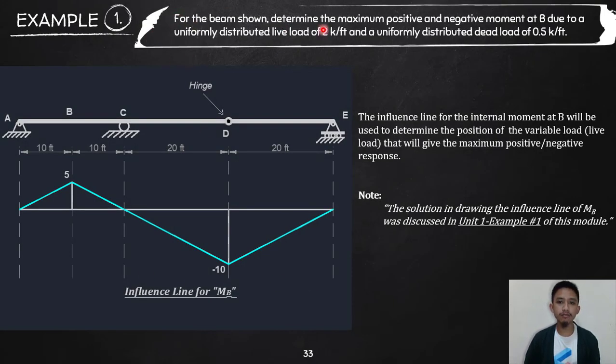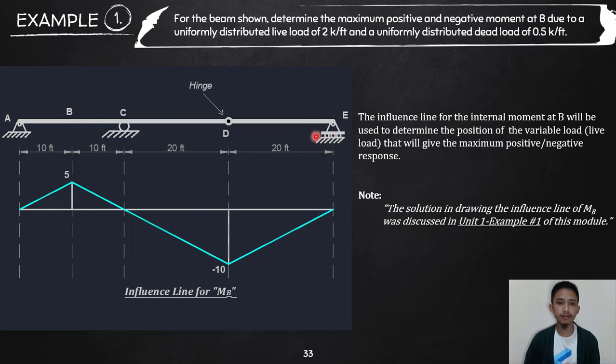The beam shown, determine the maximum positive and negative moment at B due to a uniformly distributed live load of 2 kips per foot, and a uniformly distributed dead load of 0.5 kip per foot. This beam is actually our example number 1 in your Unit 1, so I will not repeat showing you the solution.